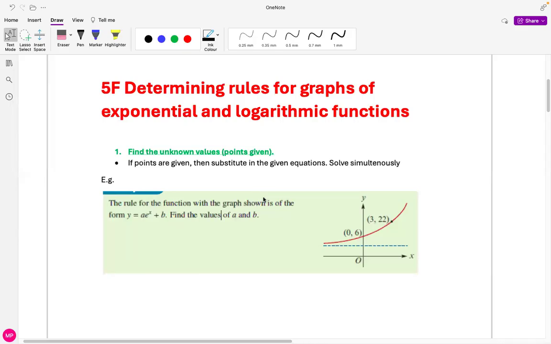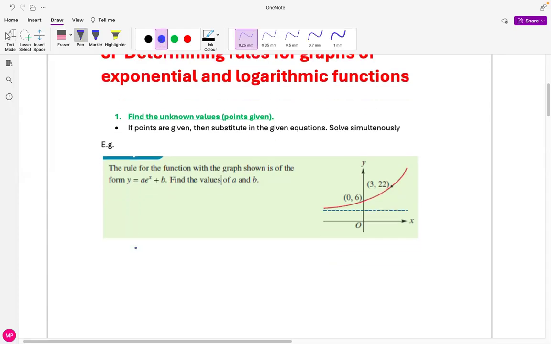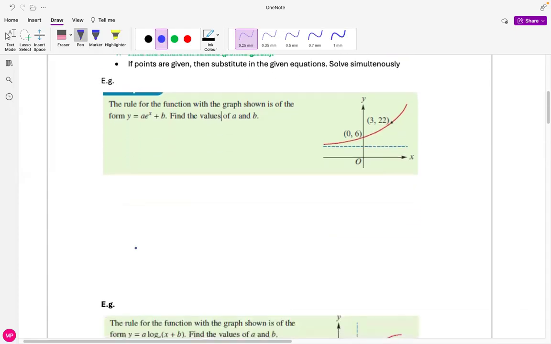Hi, today we're going to talk about how to find the rules of exponential graph and log graph based on the information given to you. So let's go over a few examples here. They already give me the general form. This is exponential, right? And they ask you to find A and B. And you know, A is the base, A is 2.7, roughly, for reference.